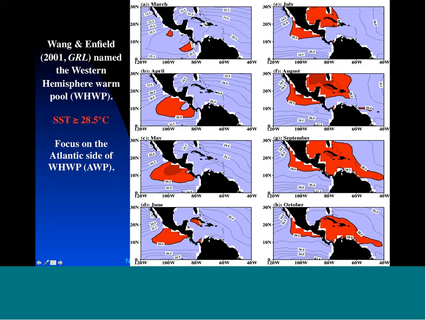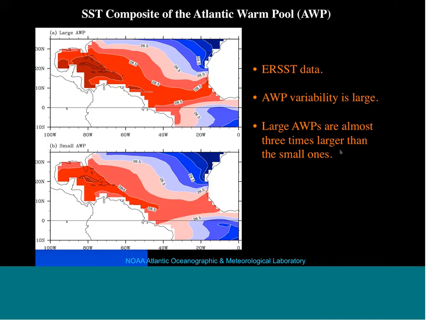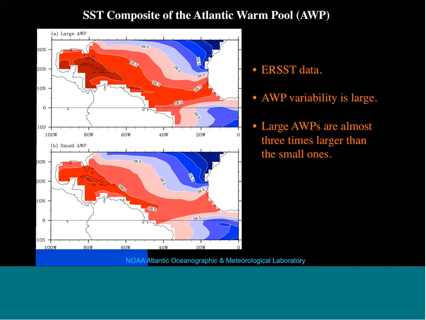And in this study, we focus on the Atlantic side warm pool. We call it the Atlantic warm pool. And this slide shows the SST composite for the Atlantic warm pool. The top panel shows a large warm pool, and the low panel shows a small warm pool. And you can see the warm pool has a large variability, and the large warm pool is almost 3 times larger than the small one.